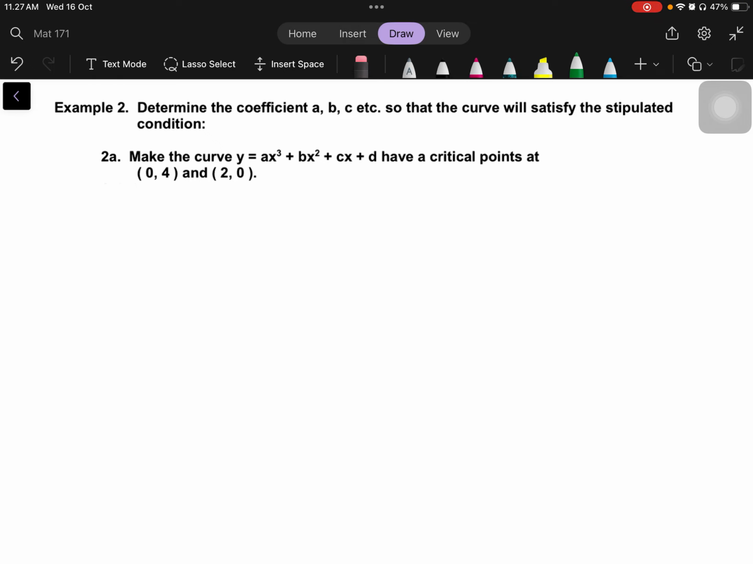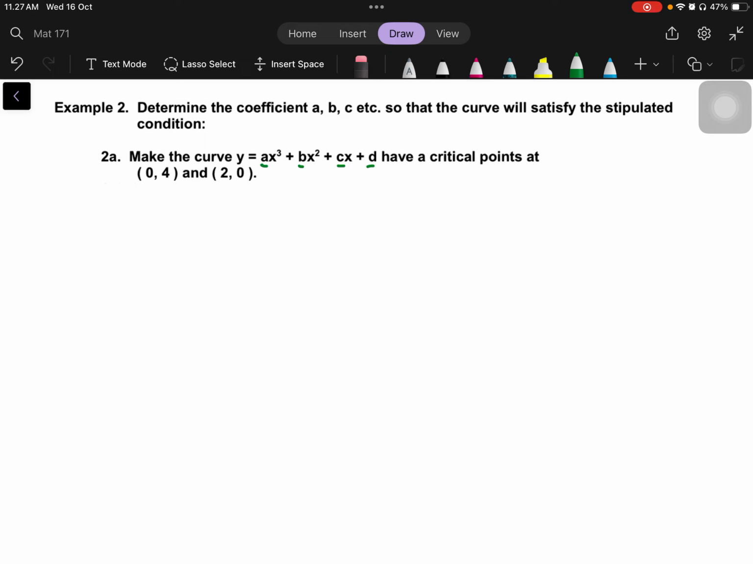So, determine the coefficients A, B, and C, etc., kung meron pa, so that the curve will satisfy the stipulated condition. So 2A, make the curve y is equal to ax cubed plus bx squared plus cx plus d have critical points at 0, 4, and 2, 0. Okay, so medyo kakaiba yung pinagagawa kasi ang kailangan natin is to get the values of the coefficients. Okay, ang dami pa. Take note, ang hinanap natin A, B, C, and D. Okay, pero nagbigay naman siya ng critical points.